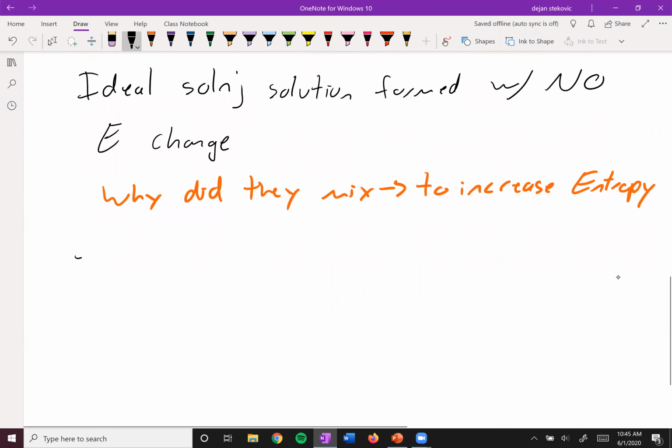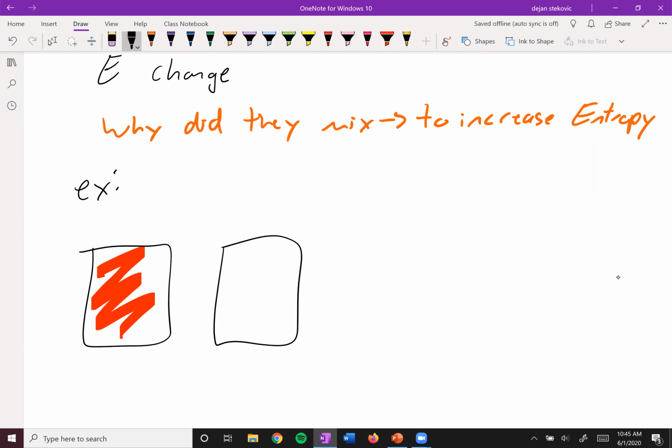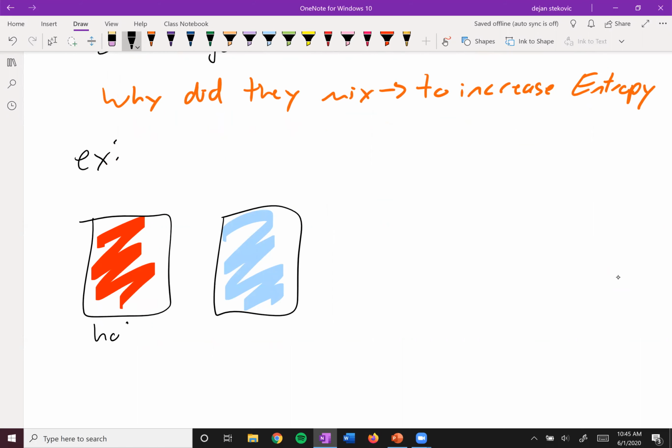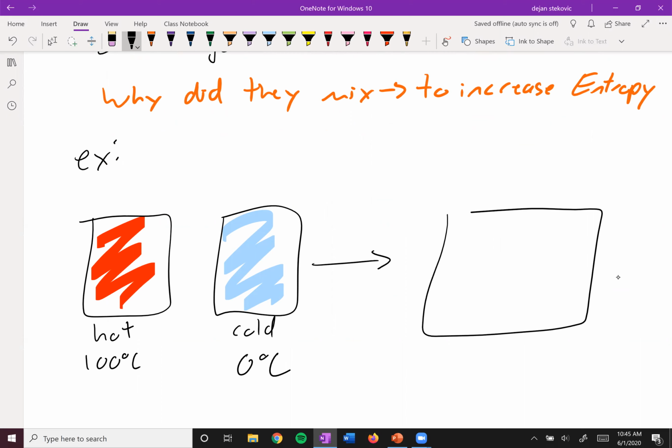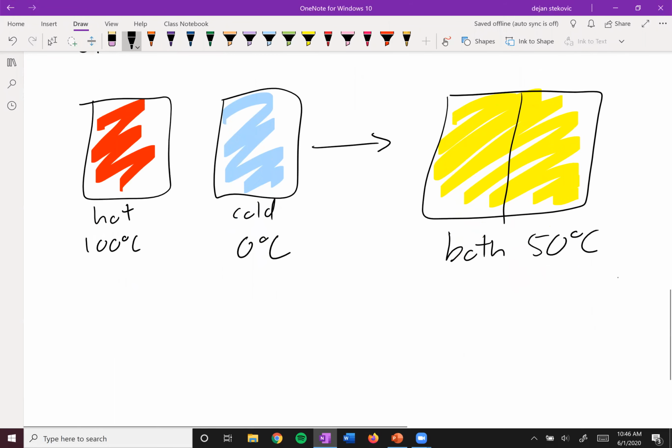Another, probably more applicable, example is what if we have this hot block over here on the left side, and then we have this cold block over here on the right side. We're going to say that the hot one is 100 degrees Celsius, and the cold one is at 0 degrees Celsius. And we're going to say it's the same material and the same amount of stuff. So what's going to happen when we combine these two? Well, the energy is going to disperse as much as it can. And so it's going to go until the two are at the same temperature, right? So they're going to both end up at 50 degrees Celsius. And again, there's no change in energy here.